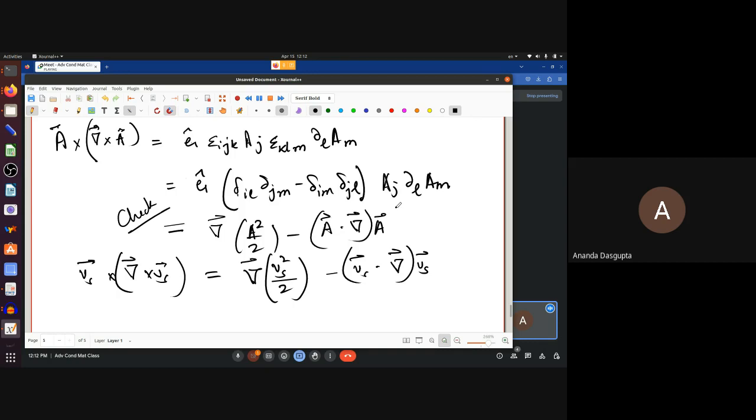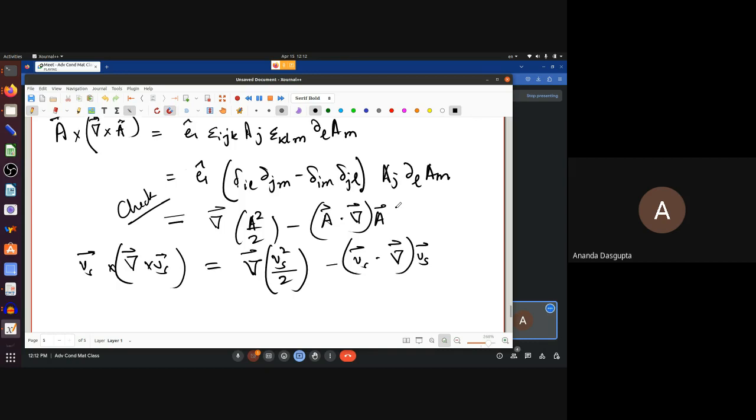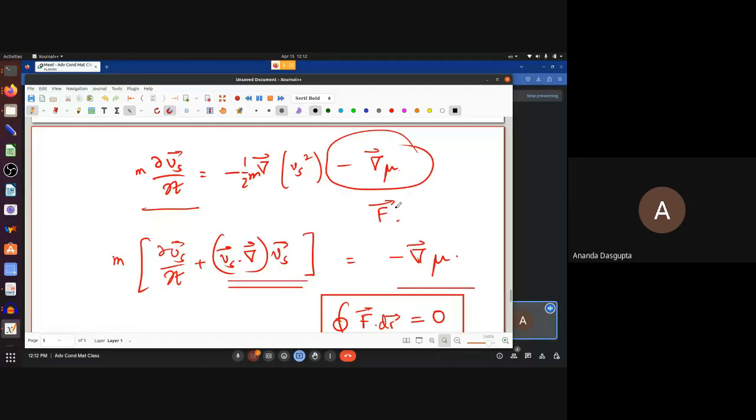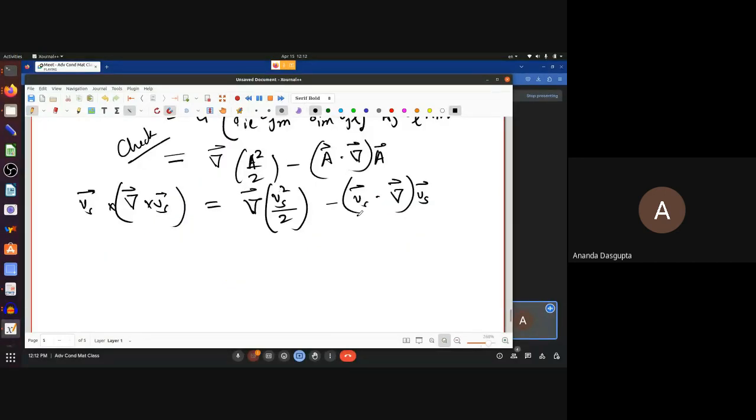But now notice why this is useful to us. We already have it in the equation here. So we get grad of Vs square by 2 in terms of Vs dot grad Vs, which is exactly what we need to complete the Eulerian derivative. But we also have this term. How much is this? Can anybody tell me? Vs cross curl of Vs?